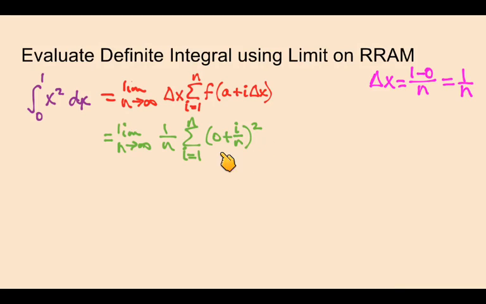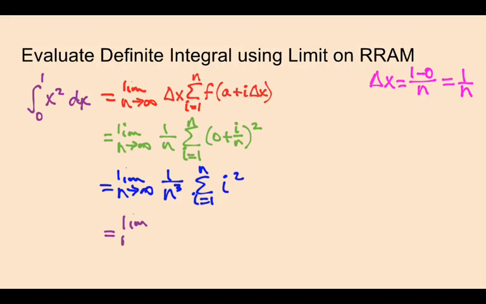That n squared on the bottom doesn't depend on i, so we can factor that out, and we get the limit as n approaches infinity of 1 over n cubed times the sum from i equals 1 to n of i squared. And then I'll always give you these formulas if you need them. Does anybody remember the formula? Yeah, you're on the right track. n times n plus 1 times 2n plus 1 all over 6.